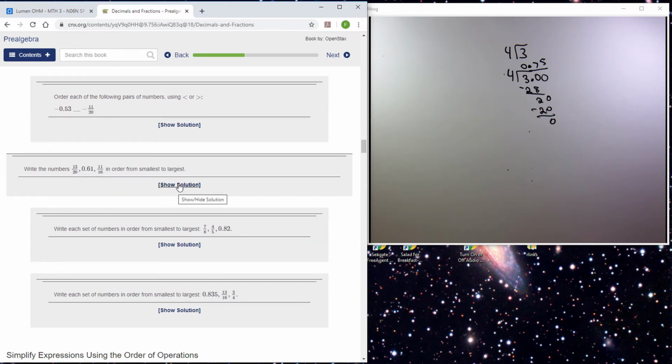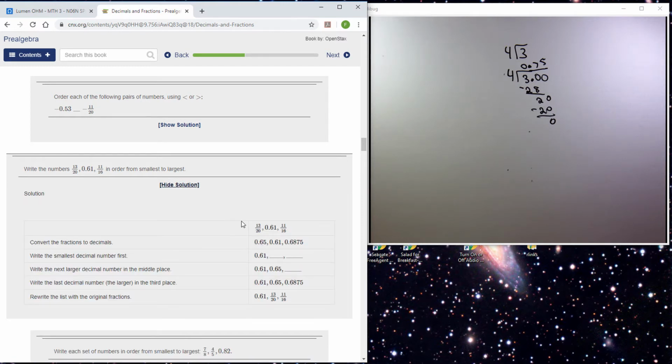Now they want us to put these in order from smallest to largest. We convert these into decimals here. Then we can compare the place values: the tens place, then the hundreds place. See which one is largest, see which one is smallest. Then we can put them in order from smallest to largest. Then we convert them back to fractions when need be.